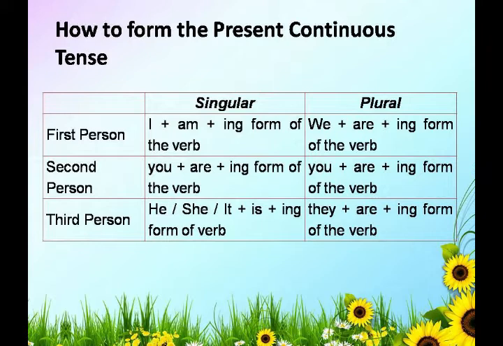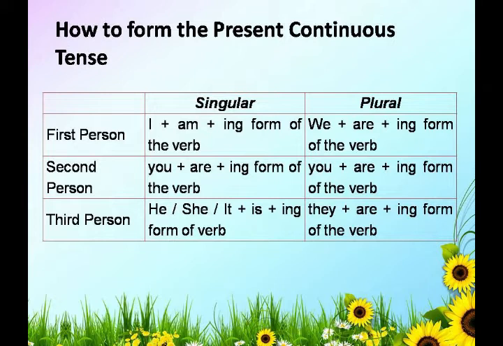Now we see the rules and regulations of how to form the present continuous tense. Every tense has its own syntax to use, and you have to understand the syntax properly. See, the rule says with I we use am plus the ing form of the verb. With we we use are plus the ing form of the verb. With you, whether it is singular or plural, we use are plus the ing form of the verb. With he, she, it, or any singular, we always put is plus the ing form of the verb. And if it is they, then we use are plus the ing form of the verb.